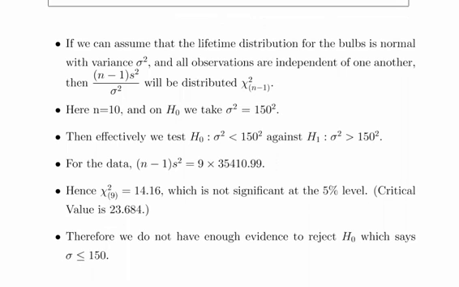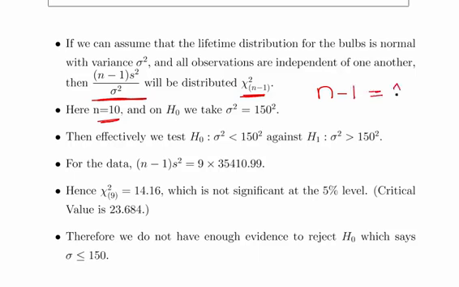So, if we assume that the lifetime distribution of the bulbs is normally distributed with a variance of sigma squared and all observations are independent of each other, we can use this test statistic here. So, n minus 1 times s squared over sigma squared, s squared being sample variance and sigma squared being population variance. And that's distributed as a chi-squared variable with degrees of freedom n minus 1. So here n being 10, n minus 1 is 9.